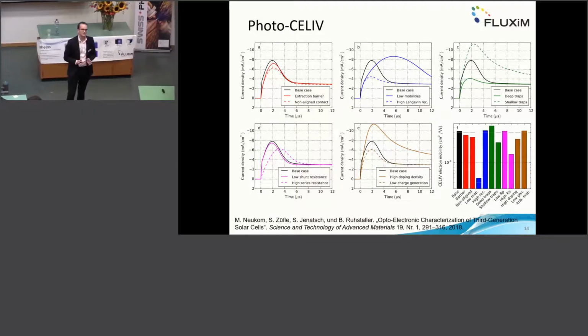For example, in perovskite solar cells, what you mainly measure is the mobility of your contact layers. You don't measure the mobility of the carriers of the perovskite, because they're too fast. Basically, you see the contact layers. So this is a bit error prone in the case of perovskite solar cells.